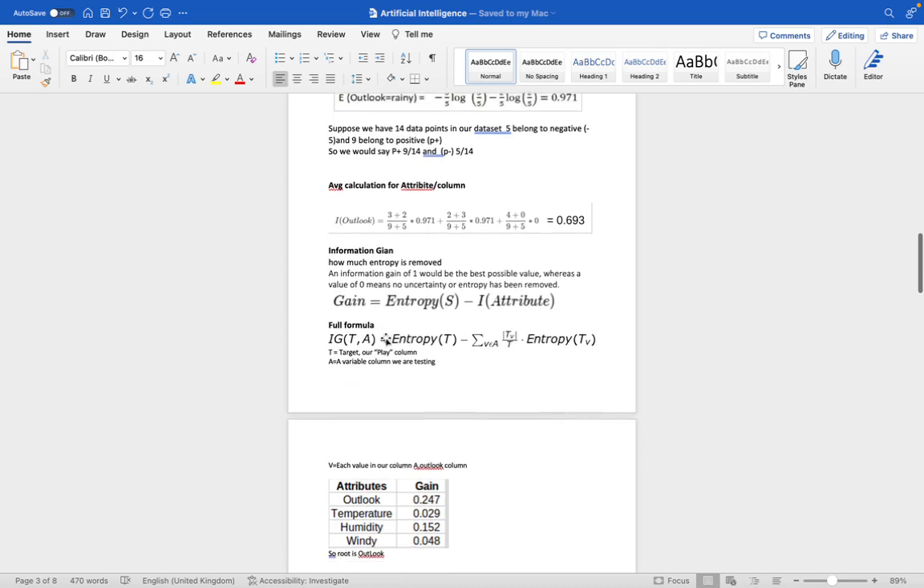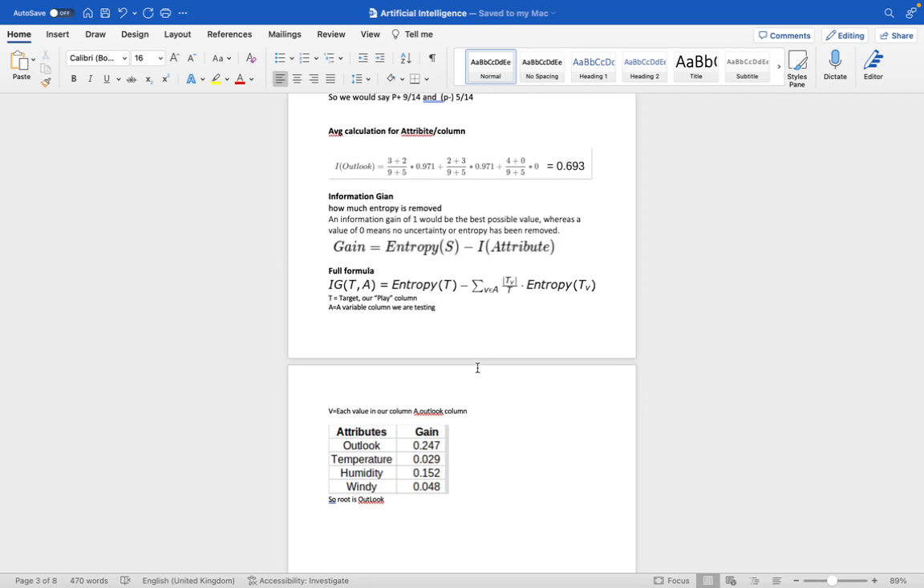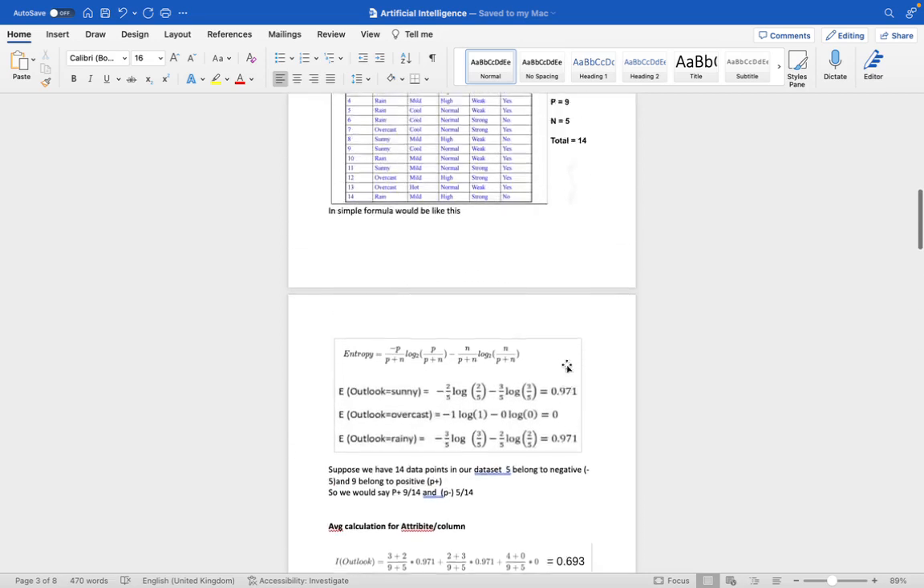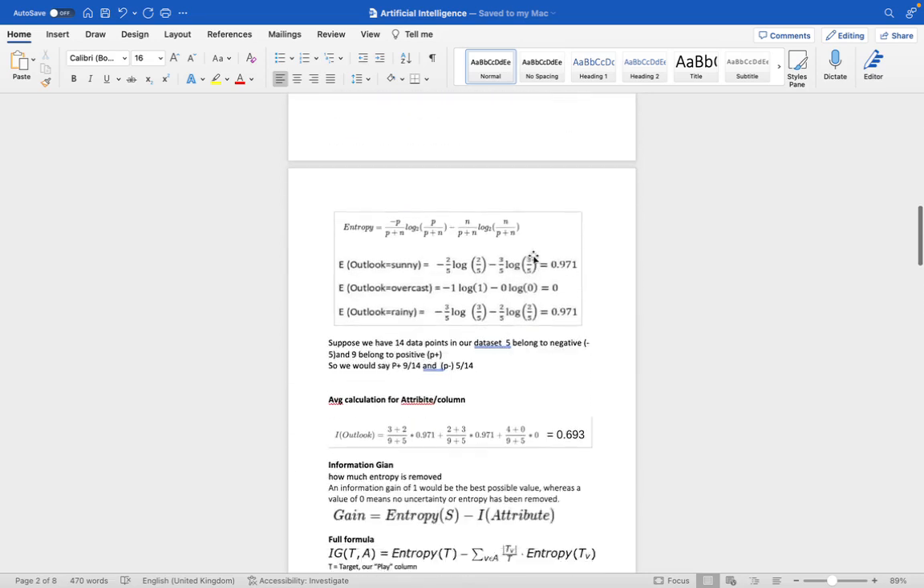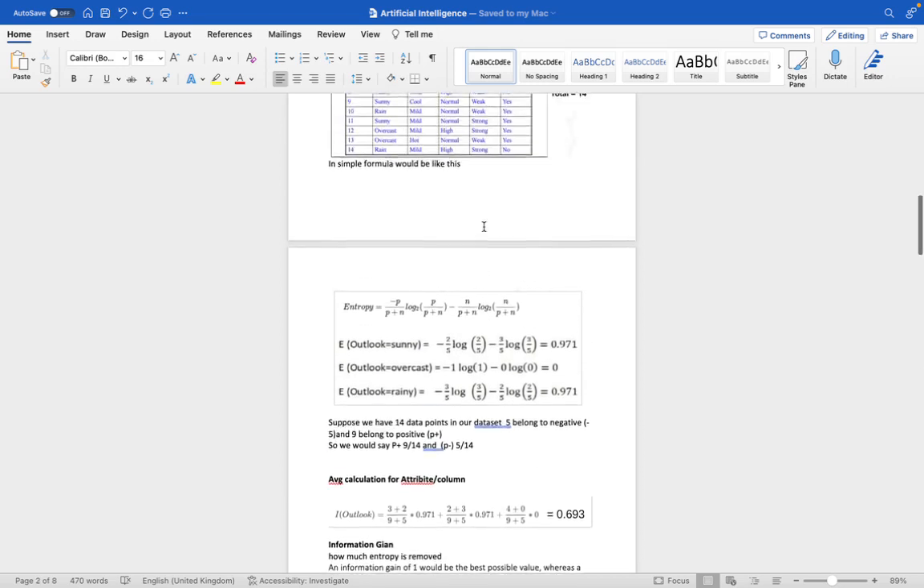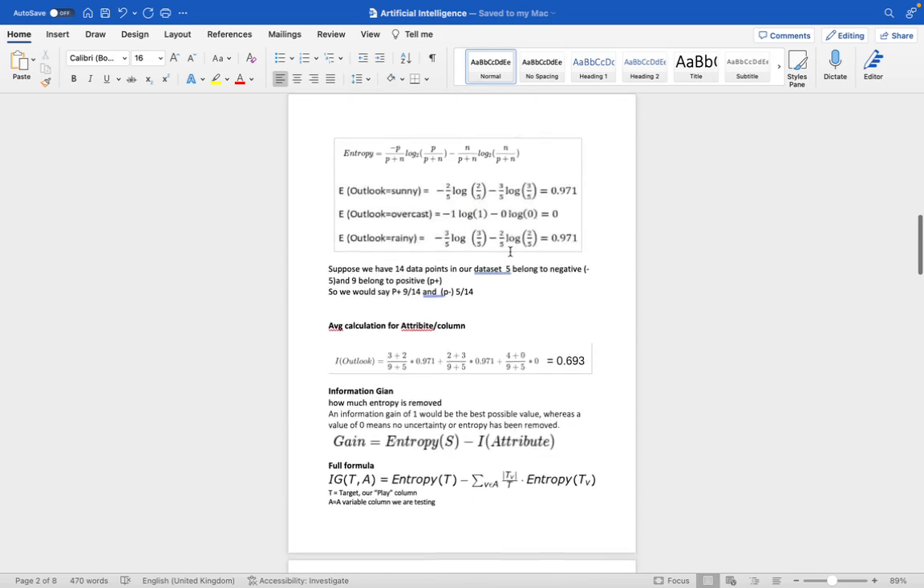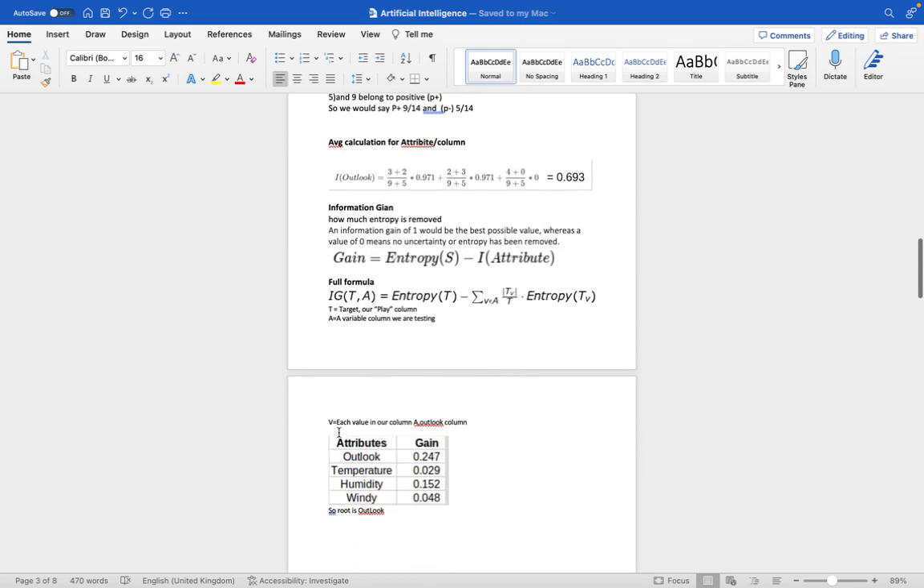Now, what is the meaning of T, A, V, sigma and these operators? T means the target column. In our case the target column is play. And A is the variable column we are testing, every column, suppose the outlook, temperature, humidity, or wind. V is each value in our column, for example in outlook.